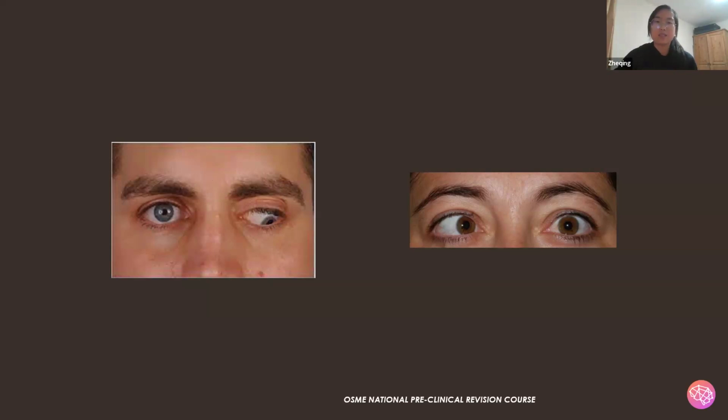What about the right image? The right is easier, I think. Which nerve do you think is affected? So in the right image, the right eye is pointing like it's abducted. Yeah, so the abducens is affected.